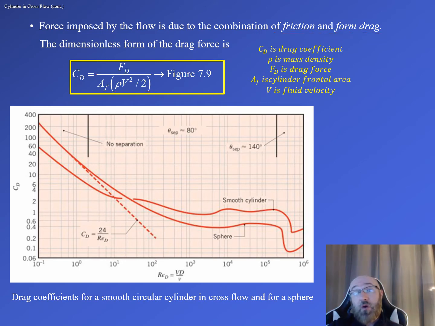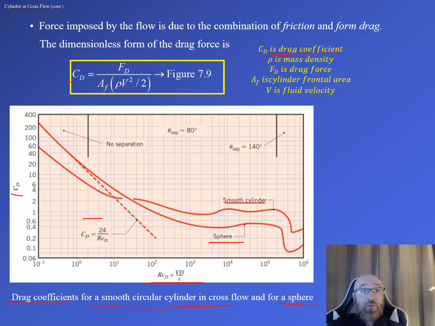The thing we want to note about our drag coefficient, our C sub D, is that it is going to be a function of Reynolds number. The results can be displayed below in this figure. On our x-axis, we have our Reynolds number, and on our y-axis, we have our C sub D, which again is our drag coefficient. So we can see they are a function of each other. What this figure shows are the drag coefficients for a smooth circular cylinder in cross flow as well as a sphere. This curve here shows the results for a smooth cylinder, and this curve here shows our results for a sphere.